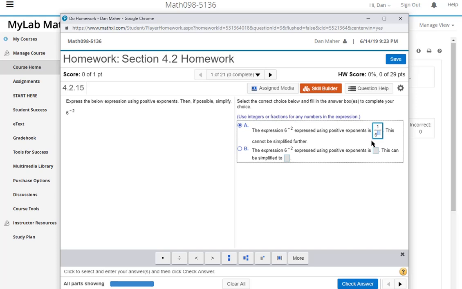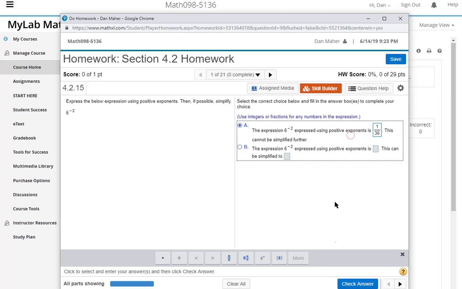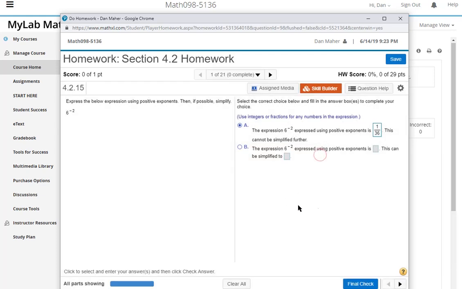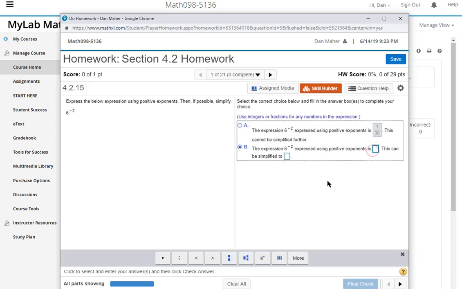to 6 squared is 6 times 6, which is 36 and enter it that way and see if that does it for me. And so you can see how you can interact with that.